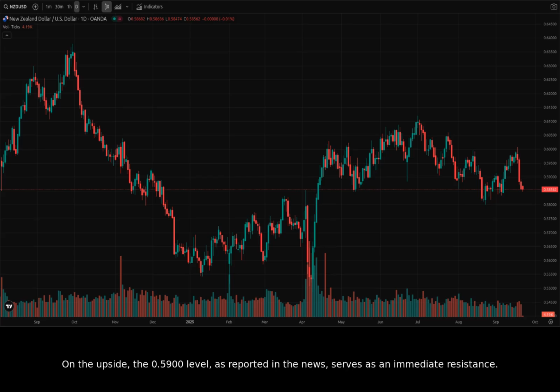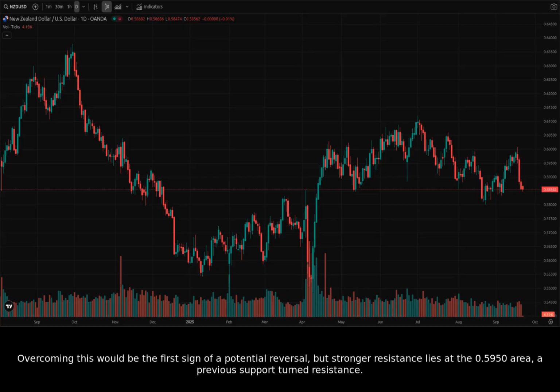On the upside, the 0.5900 level, as reported in the news, serves as an immediate resistance. Overcoming this would be the first sign of a potential reversal, but stronger resistance lies at the 0.5950 area, a previous support turned resistance.